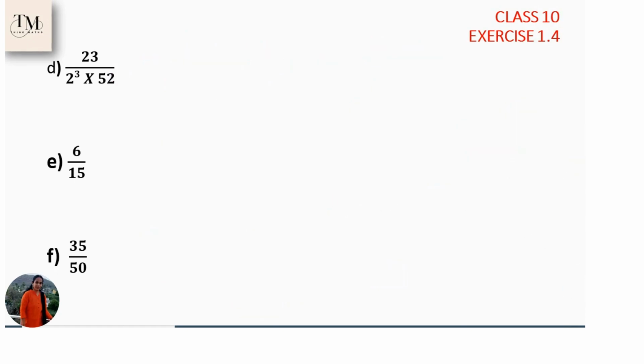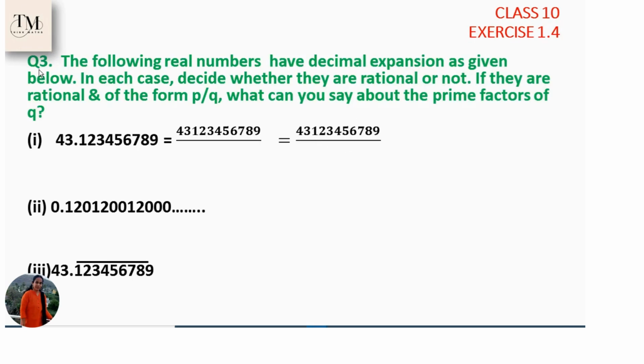So let me go to the next question, that is the last question of this chapter, question number 3. The following real numbers have decimal expansion as given below. In each case, decide whether they are rational or not. If they are rational and of the form p by q, what can you say about the prime factors of q?